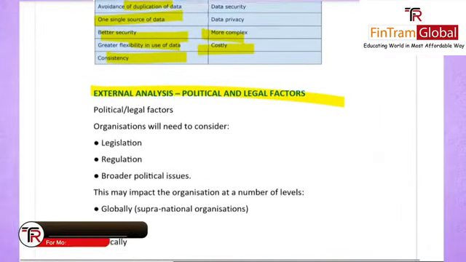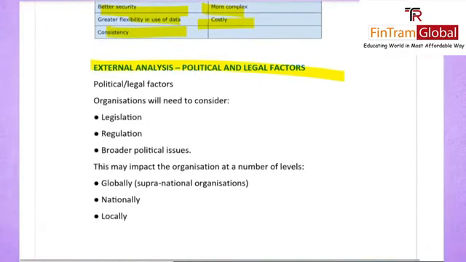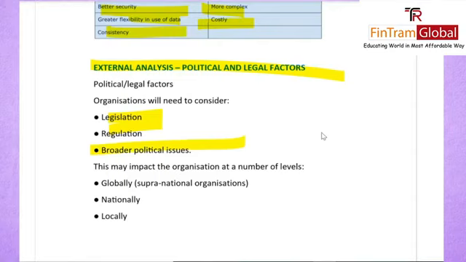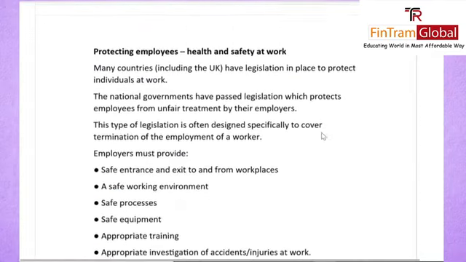In our political and legal factors, we said that an organization will need to consider various things: the legislation, the regulations, and any political issues that are going on. Now, this can be impacted at three levels. It could be global, that is, supranational organizations. It could happen at a national level, or it could be happening at a very local level.